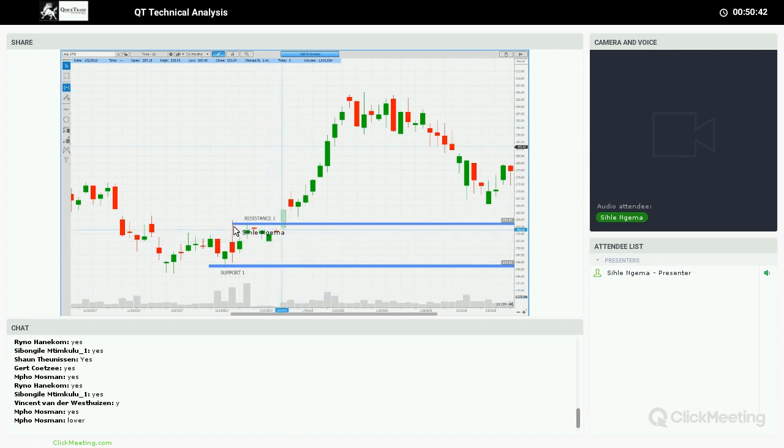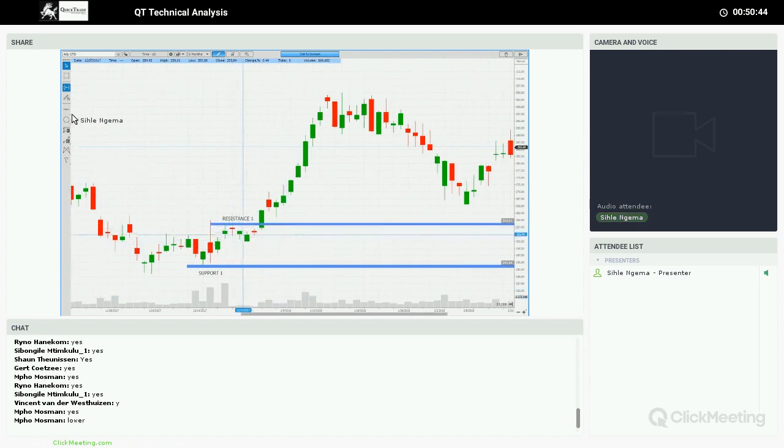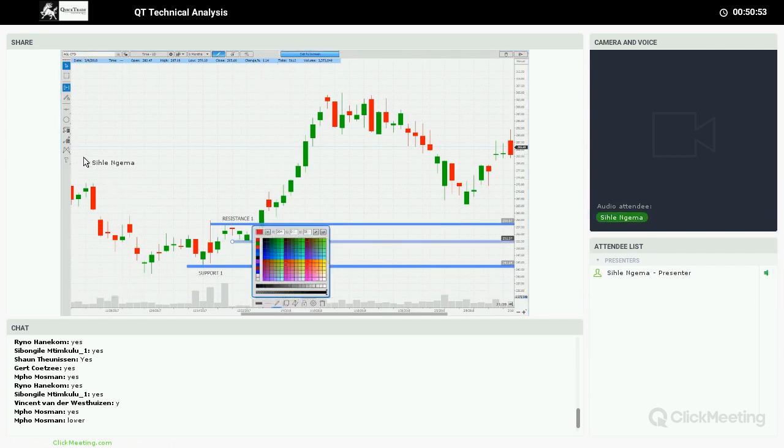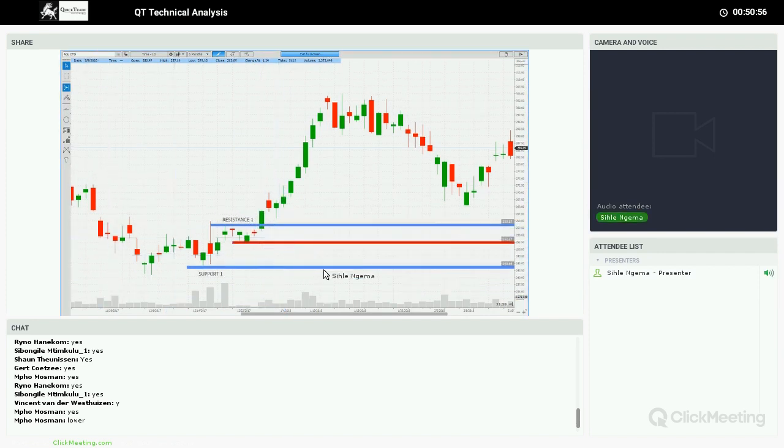From this resistance 1, when the share came back down, it changed direction on that line there. On that red line there, that would be my support 2. This is going to be my support 2 on that red line there. And the share went up to these highs there, which is going to be my resistance 2.